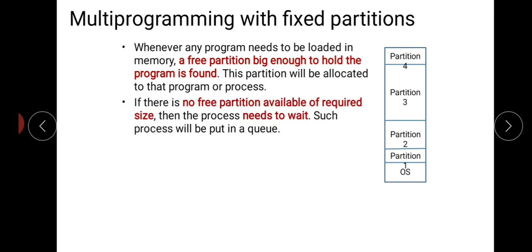If the required free partition is available, then that particular partition will be allocated to the process. If there is no free partition available of the required size, then the process needs to wait in some queue. Obviously, if a process comes and there is no free partition, it needs to wait in a queue.